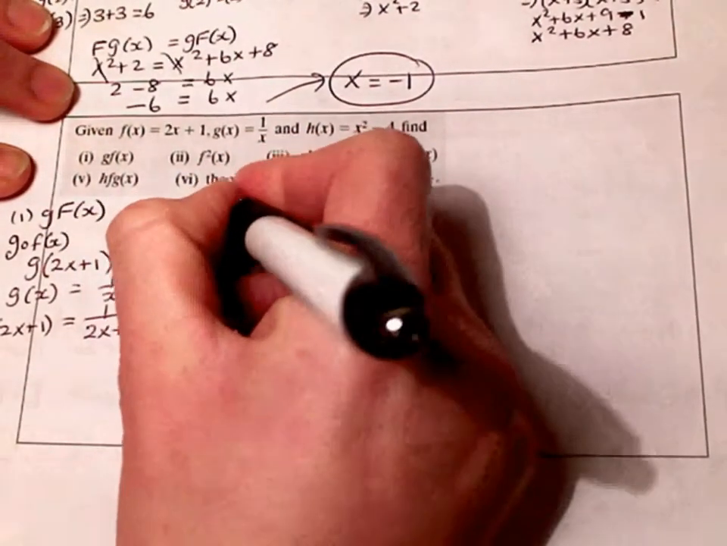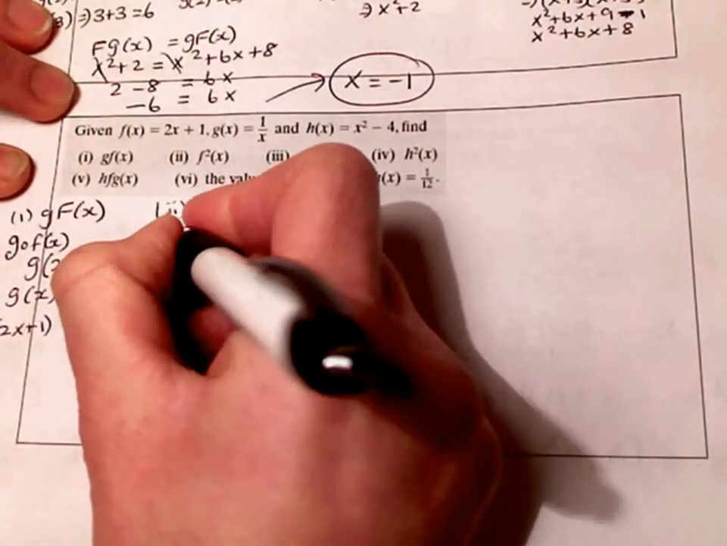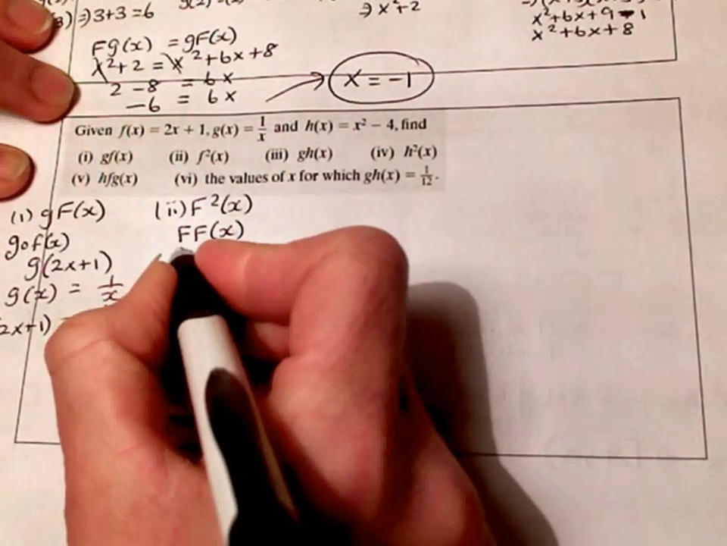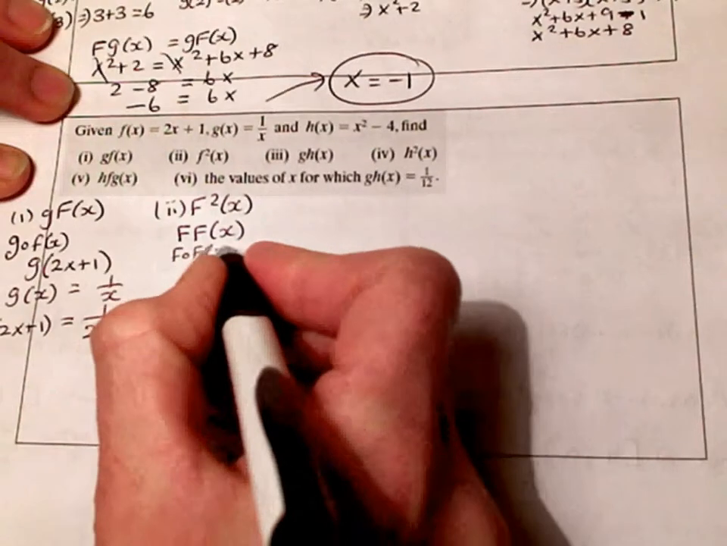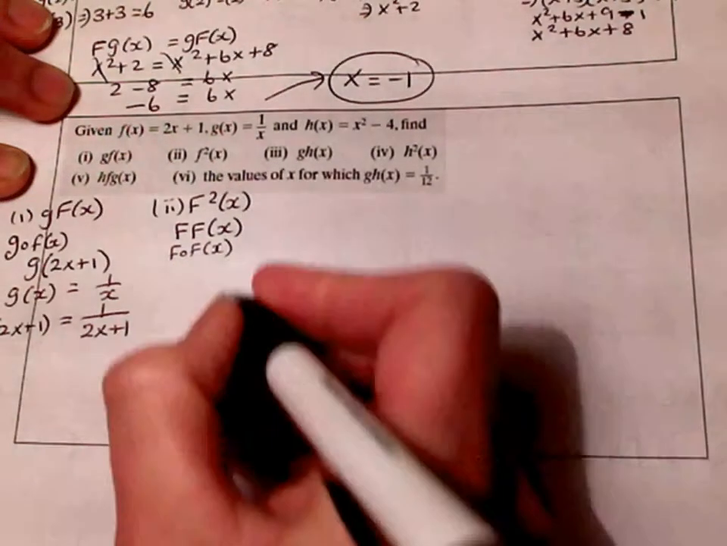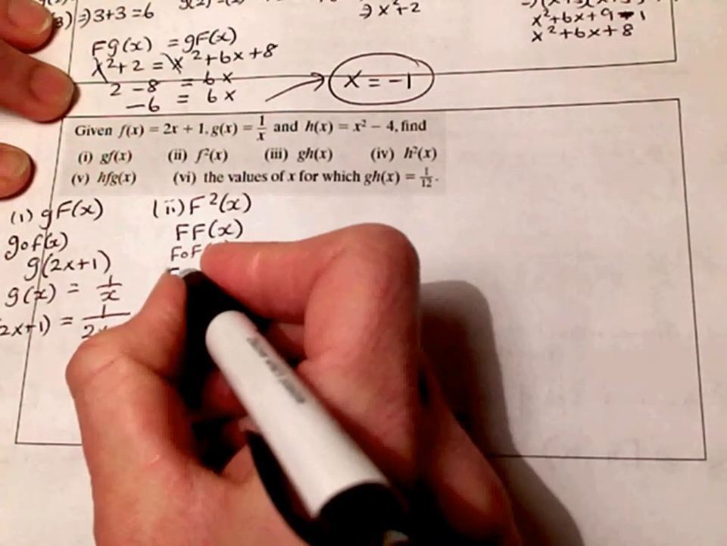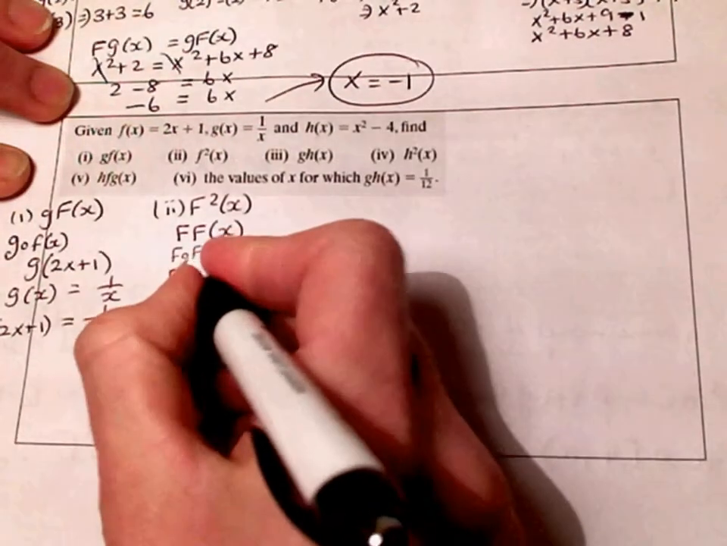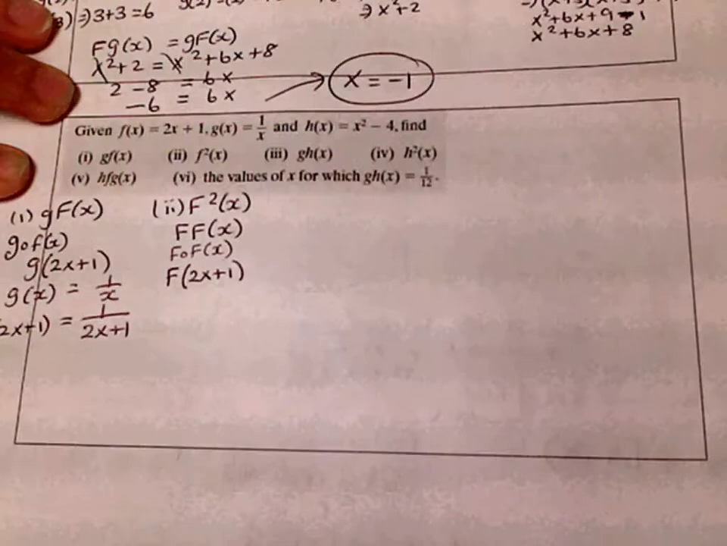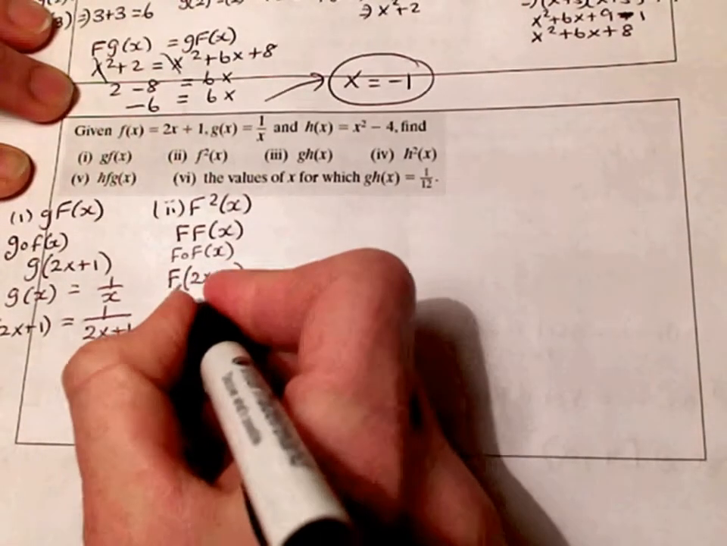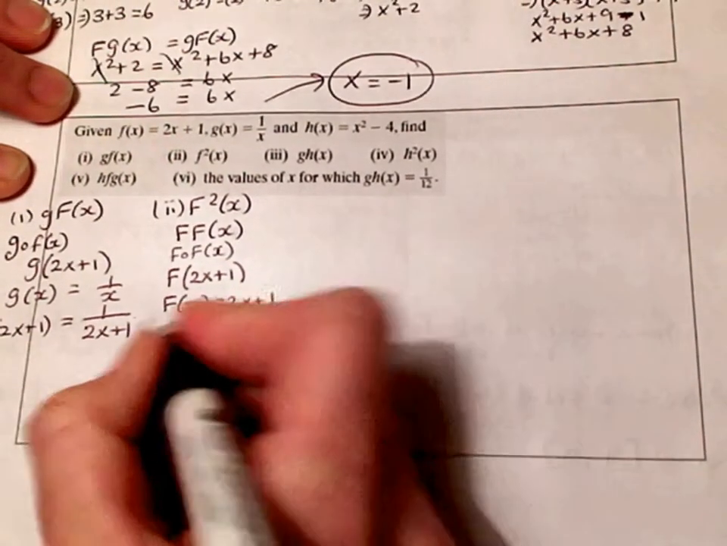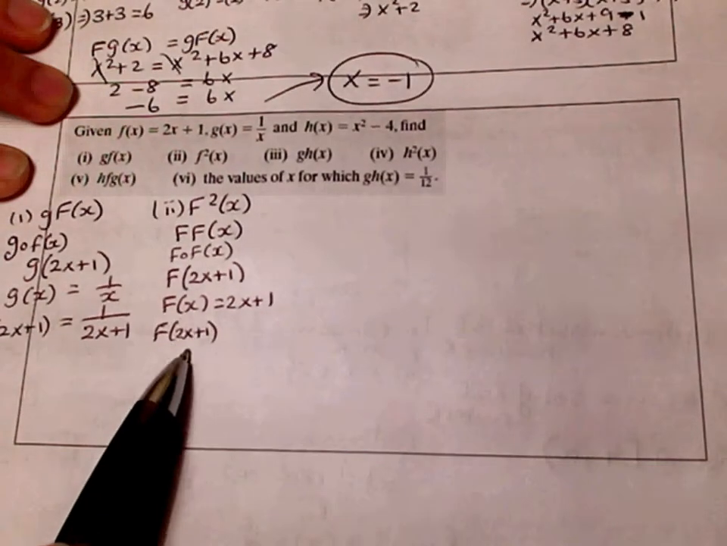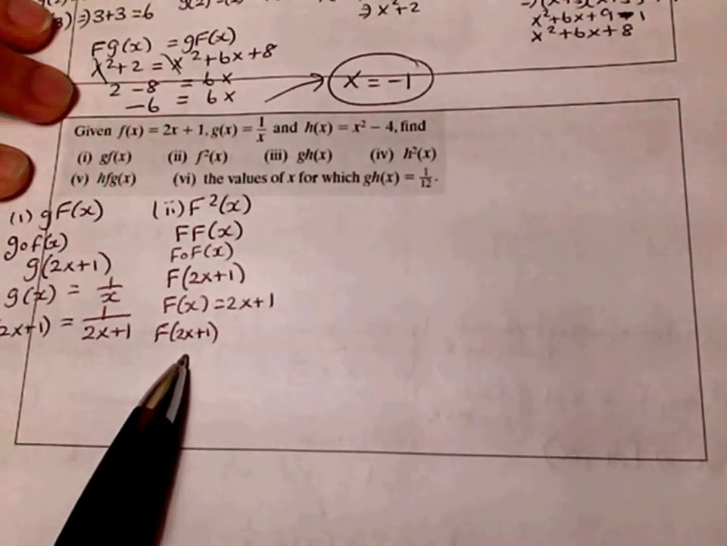It's f squared of x. So that's just f of x, or f after f of x. So it's the function f of x, which we know is 2x plus 1. Okay, so it's our f of x function, which is 2x plus 1, and it's f of 2x plus 1. So everywhere we see x, we replace it by 2x plus 1.